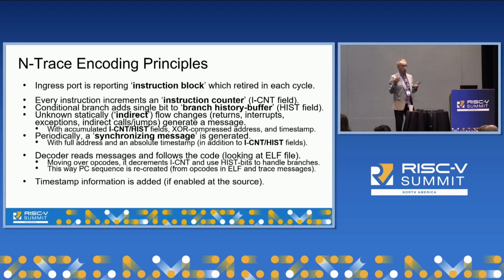Of course, there are sometimes unknown flow changes. You can't tell where they go, like indirect jumps or returns or exceptions. And then you have to stop what you do and drop an address. That's it. If there's any flow change which you can deduce from the program, you just do nothing. You just count. When the program is changing flow in a way you can't find out by looking at the code, then you have to drop an address. An address is dropped in different forms. Normally, you drop it only as an XOR, which is like a short distance. It's a small number, so it takes less space.